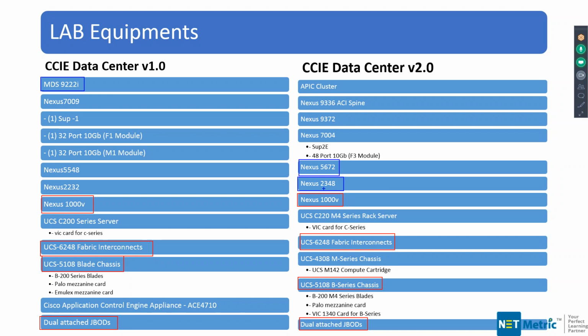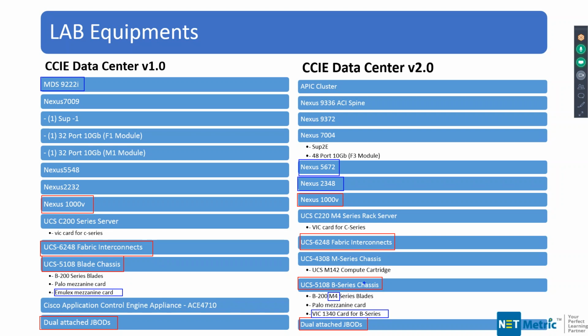The servers have been refreshed as well, and you can see that the M4 blades are there now in the chassis, and the Emulex mezzanine card they have removed. Instead of that, they have introduced the VIC 1340 cards for the B series. These are VIC cards, virtual interface cards, which they have introduced now.